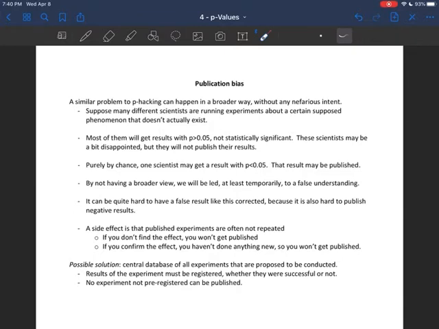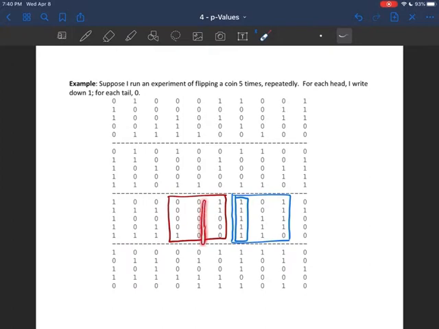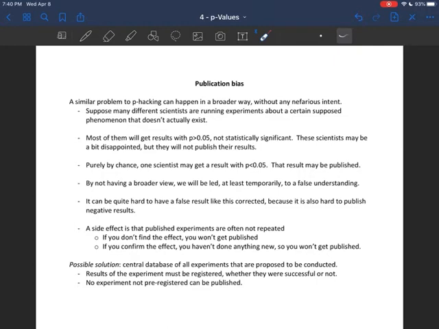And those scientists will be a bit disappointed, but they won't publish their results, and that's fine. They shouldn't. It's not a real result. But then, purely by chance, one of the scientists may get a result with p less than 0.05. So we've got our one scientist who did this experiment and got this result. For all they know, they have a statistically significant result. P is less than 0.05. They go off and they get their thing published.